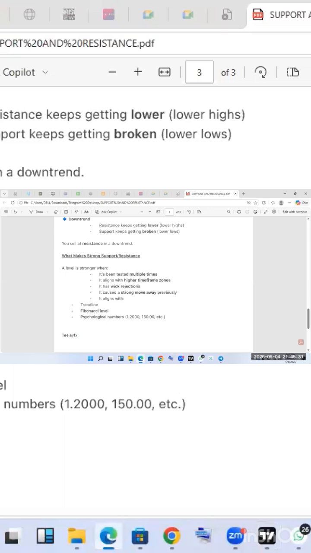A line higher frame, it has a weak rejection.